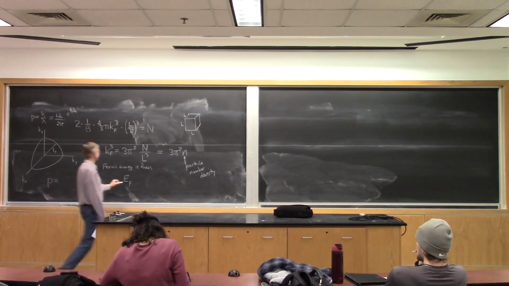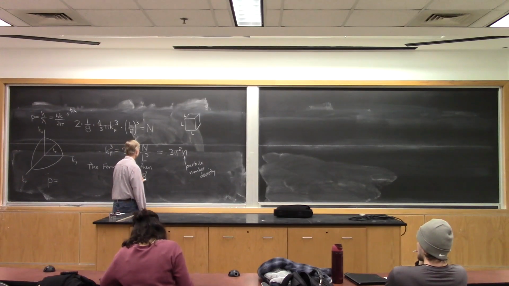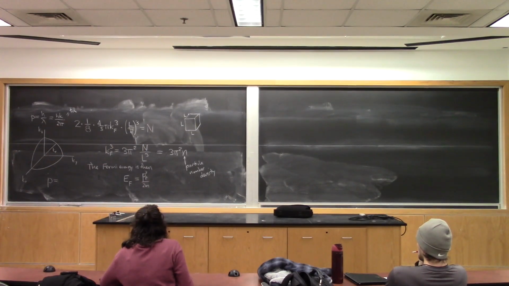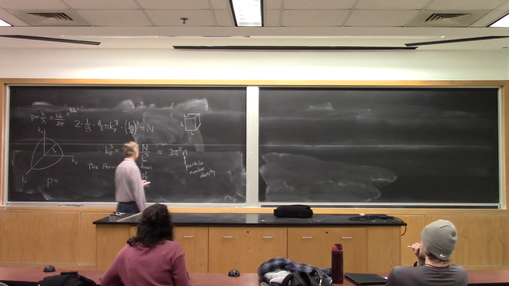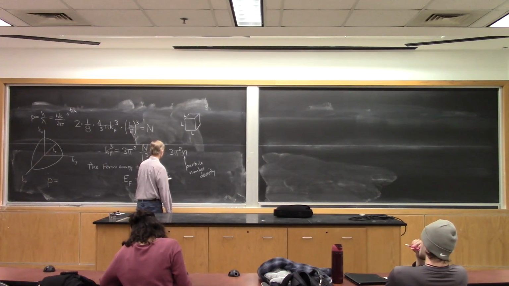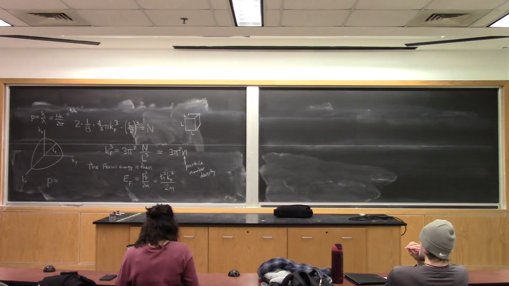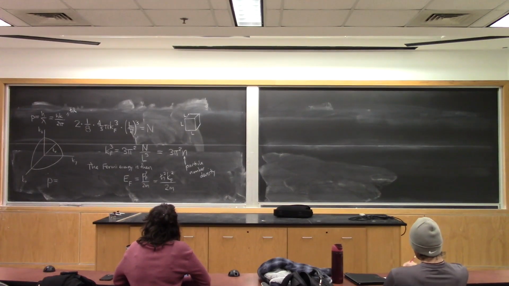So E Fermi is p Fermi squared over 2m, the momentum of a particle that has k equals k Fermi as its wave number. And so that's going to be h bar squared k Fermi squared over 2m, because these are non-interacting particles in a box where the potential energy is 0 inside the box, so their energy is all kinetic energy, momentum squared over 2m. And if you're on the Fermi surface in k space, in terms of your wave number, then your energy would be h bar squared k Fermi squared over 2m.